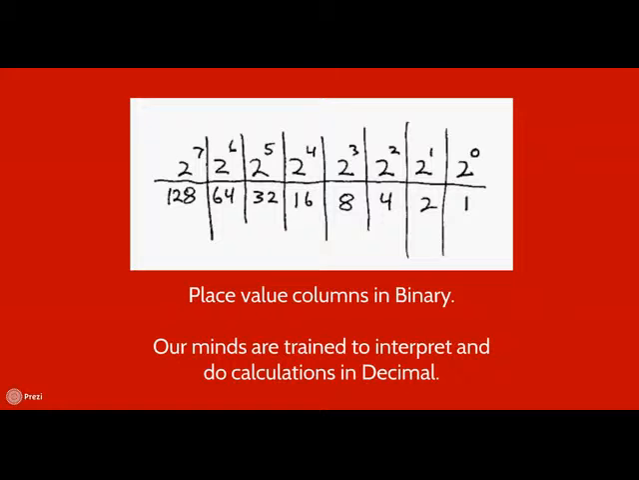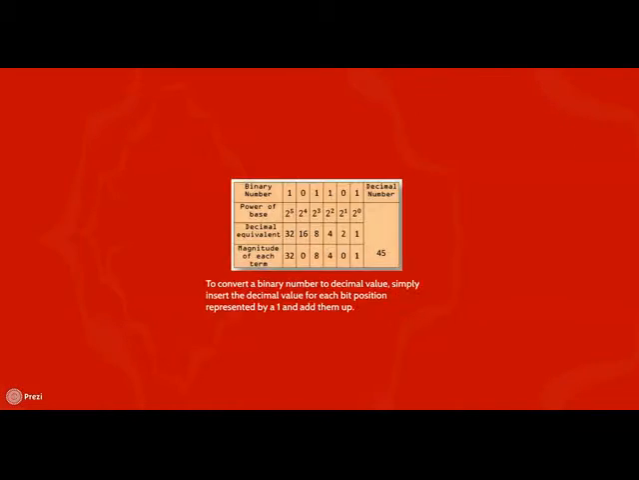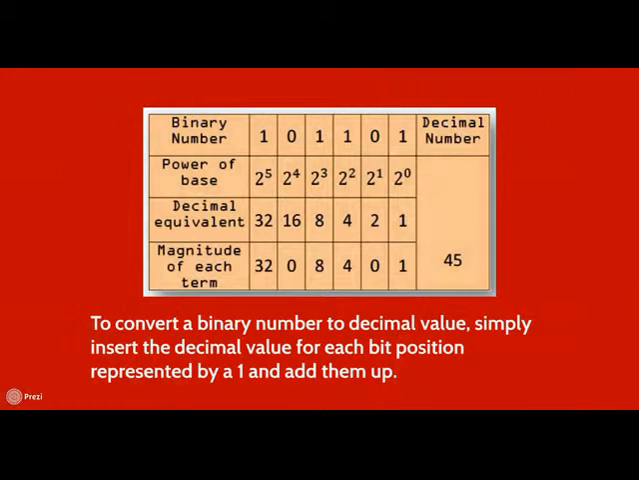To convert a binary number to decimal, you simply insert the decimal value in each bit position represented by a 1. For instance, you see the binary columns, the 1, 2, 4, 8, 16, 32. We're only going to go that far. If you have a 1 in the 32 column, you put a 32. You have a 1 in the 8s column, you put an 8. You have a 1 in the 4s column, put a 4. You have a 1 in the 1s column, you put a 1. 1 plus 4 is 5. 5 plus 8 is 13. 13 plus 32 is 45.